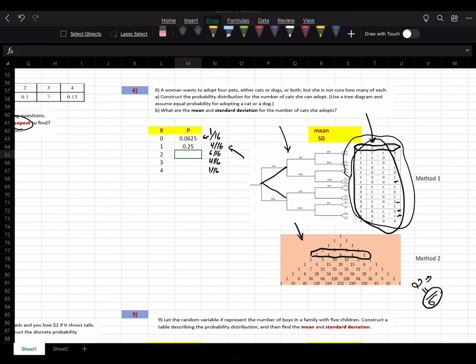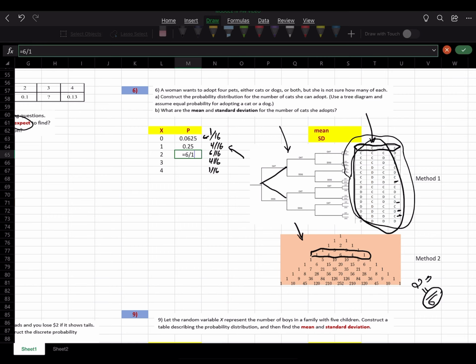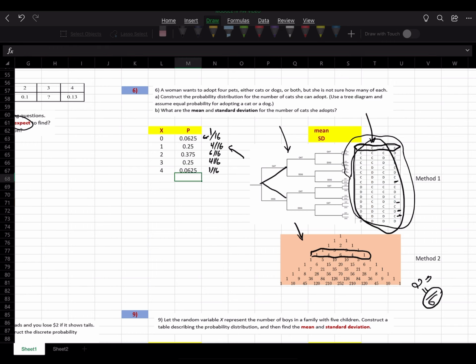The next one is 6, so it'll be 6 out of 16. The next one is 4, so it'll be 4 out of 16. And then 1 out of 16. So it's just so much easier to do it with Pascal's triangle than to try to do it with the tree diagram here. All right, let me erase all the write-up.